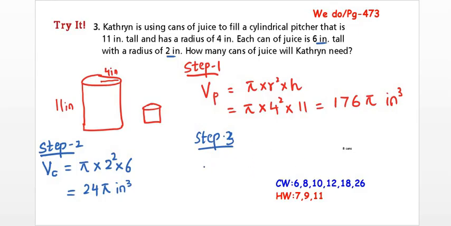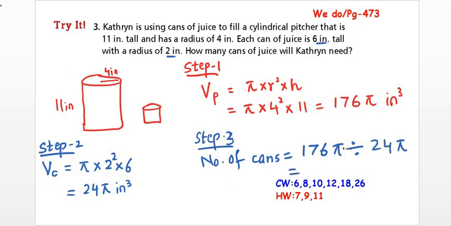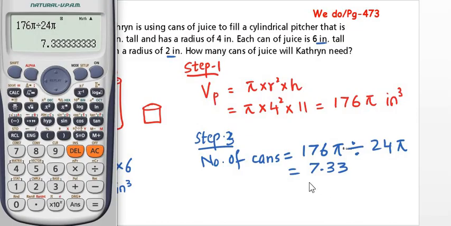So what will you do to find the number of cans? What can you do now? You have to divide 176 pi by what? By 24 pi. The answer is becoming, let me check what is the answer. So let me show you the answer. Here is the answer. So the answer is becoming 7.33.